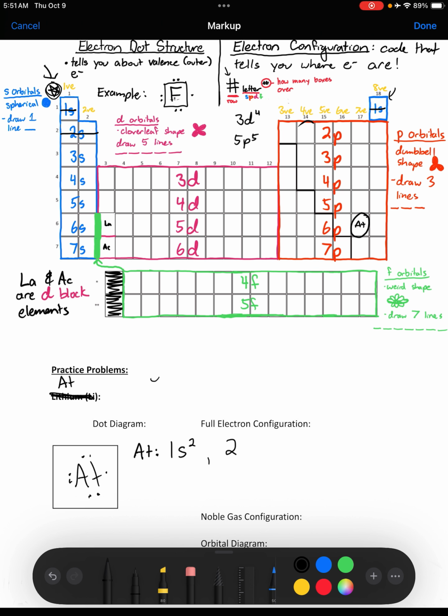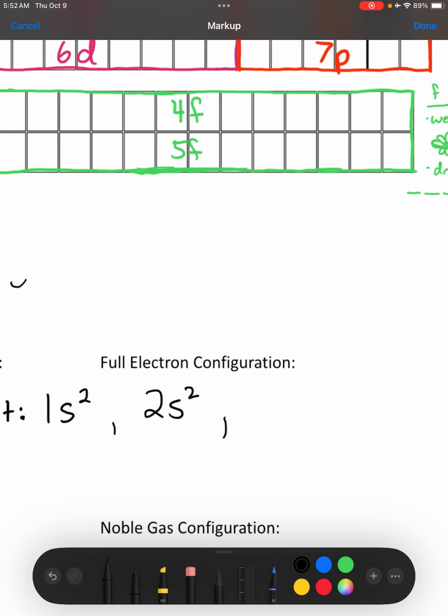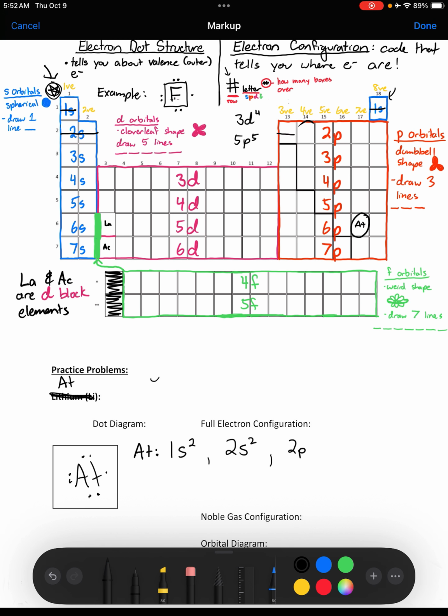First thing I see is S. There's 2 of them. Then I'm going to do 2p, right? Because I have to move all the way across and do 2p. And there's 6 of those boxes. So we put a 6. Then we're going to go ahead and move down to row 3. Row 3, S, 2 of them.